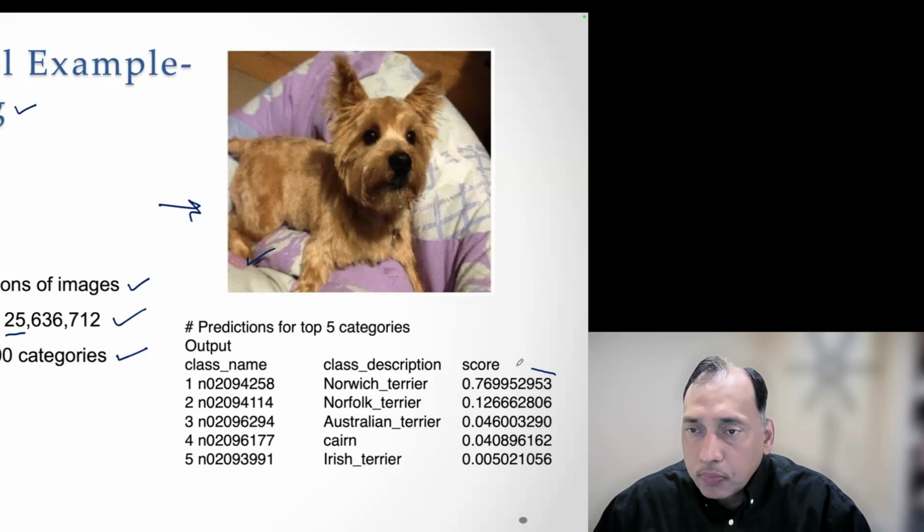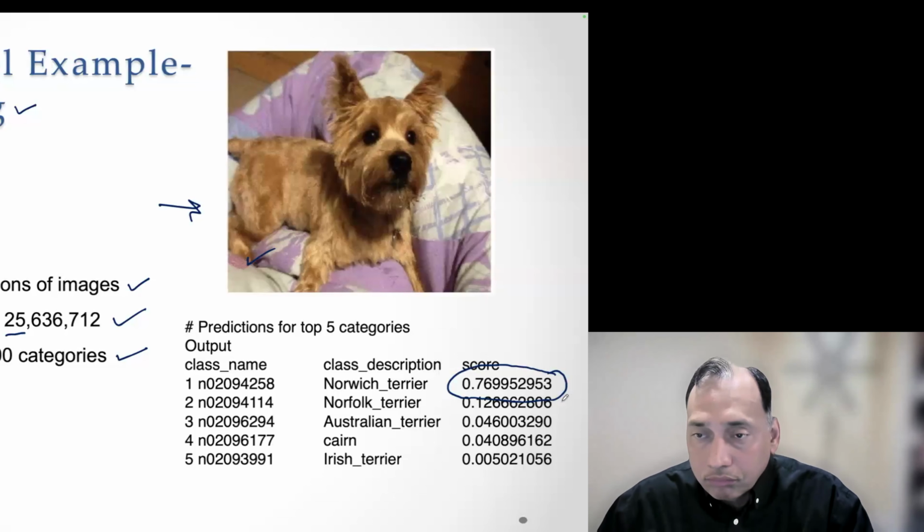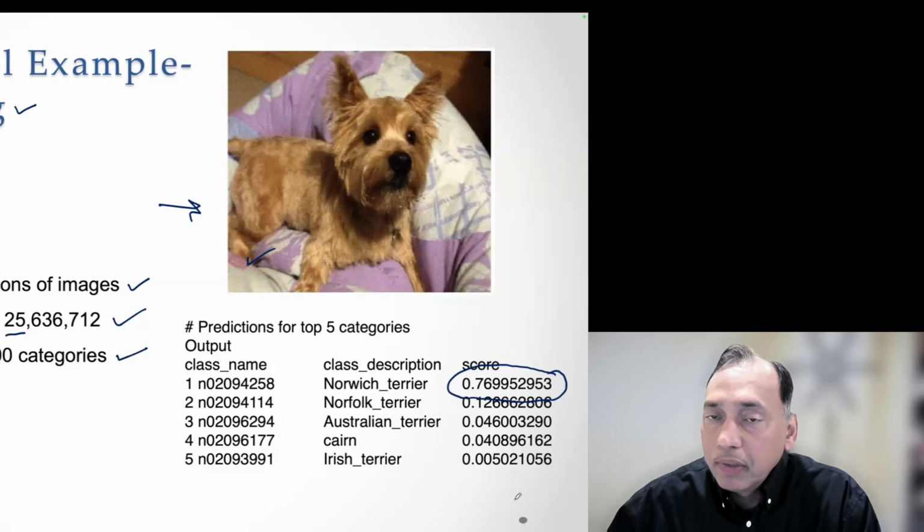So the highest score is for Norwich Terrier. And I know this dog is actually a Norwich Terrier, but it is also similar to a Norfolk Terrier. Very difficult to distinguish, but the model is able to distinguish. Still there is a 12% chance. And then Australian, it drops to 4, and then 4, and then other predictions become very, very small.